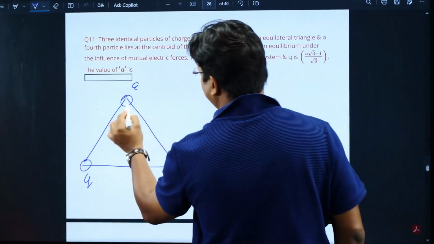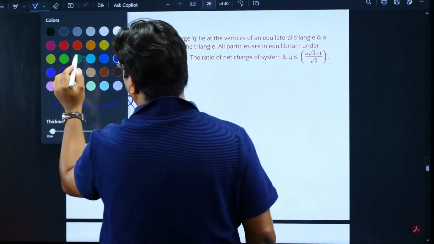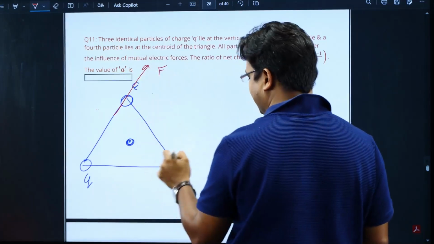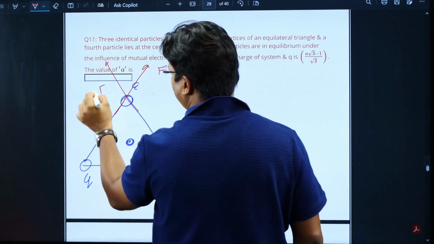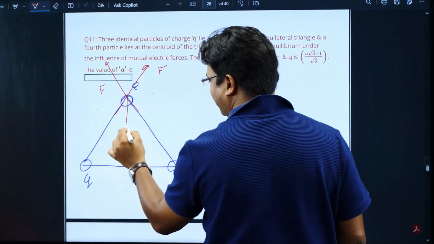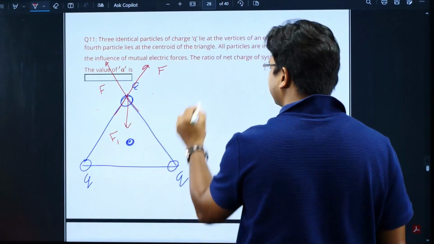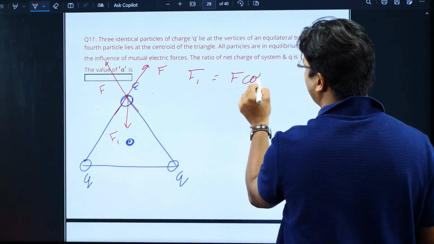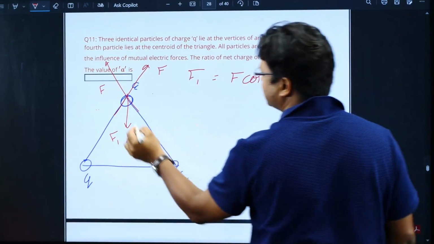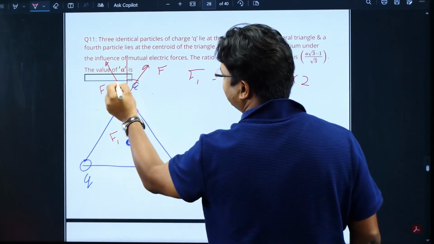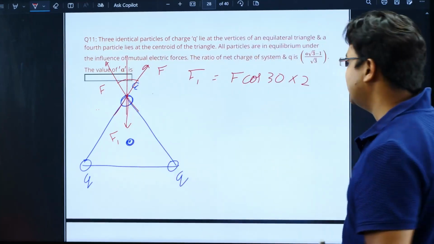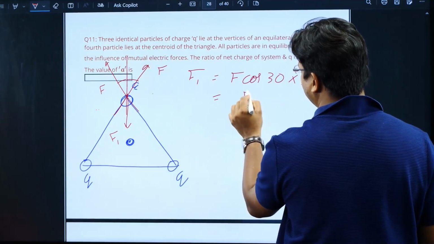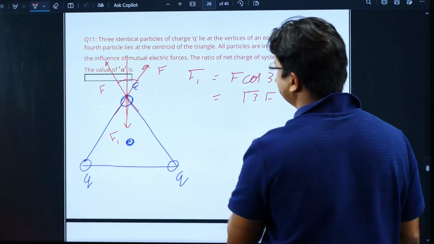So let's talk about this particle. This particle will experience electric force due to this one, let's say in this direction, let's say it is F. Due to this one, again it will be F, and then this particle must apply a force in this direction, let's say F1, such that F1 becomes equal to the resultant of these two. The resultant would be F cos 30 into 2, because this angle is 30, this angle is 30. So cos 30 is root 3 by 2, so root 3 F. F1 should become equal to root 3 F.